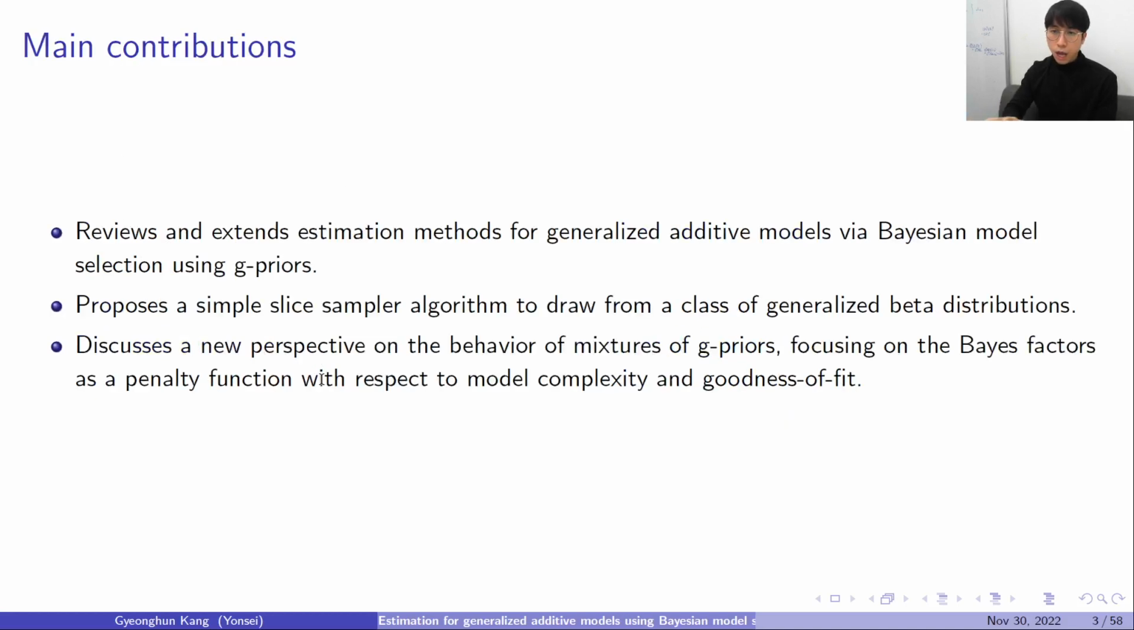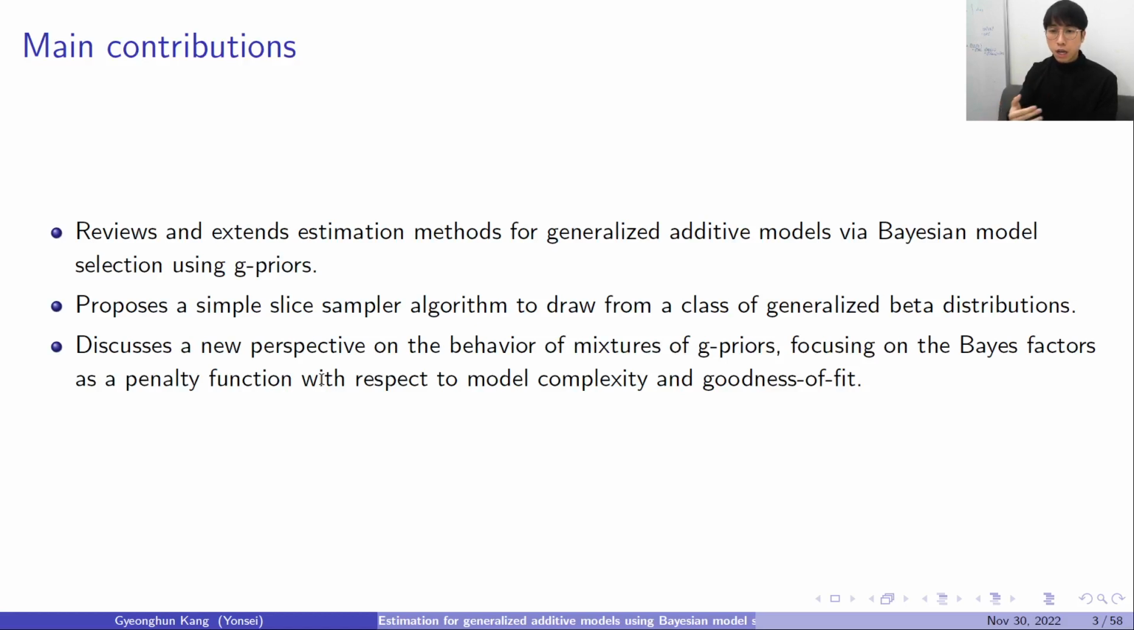So we believe our main contributions are threefold. First of all, we have reviewed and extended estimation methods for generalized additive models using Bayesian model selection with G-priors. The idea of using BMS to estimate generalized additive models is not itself new, but it was limited to Gaussian response or limited to univariate function. We have extended those to be additive, and also for the exponential family distribution.